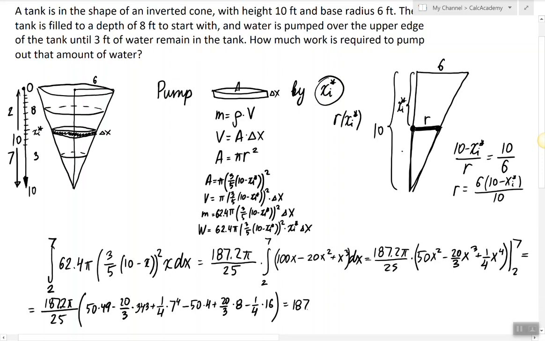So I got the following results. So it's 187.2 pi times 207.45. Which results in the following answer, which is in foot-pounds. So this is how much work it takes to pump the water from the given tank.